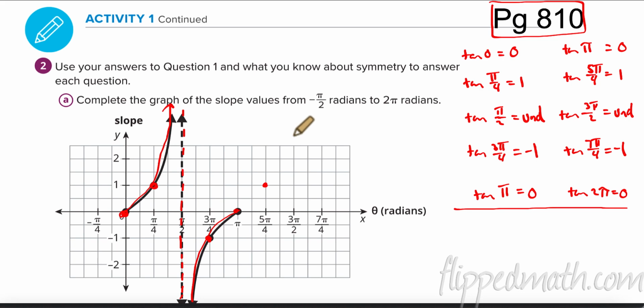3 pi over 2, asymptote. So I'm going to draw my asymptote. So now I know this is coming in here, and as it gets here, it's going higher and higher and higher, infinitely, right? It's going to repeat itself.